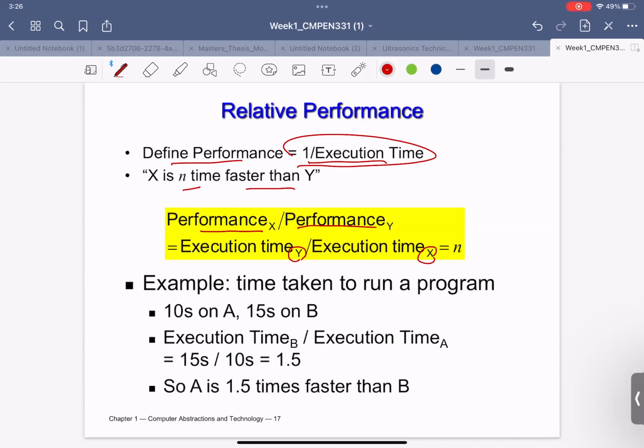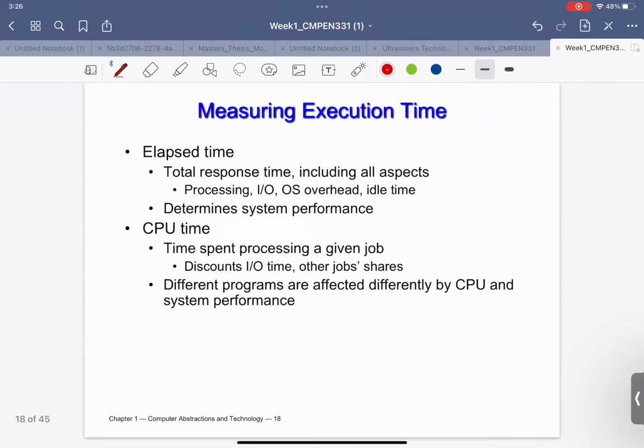So let's take that example. Suppose that the time taken to run a program on A is 10 seconds, on B 15 seconds. So the execution time of B divided by the execution time of A, when you do this division, gives you 1.5. This gives us an indication that A is actually 1.5 times faster than B. So with this easy relationship, you can get a sense of which system is better than the other. Of course, we'll go much deeper with a little bit more complicated formulas, but this is just to give you an indication of the performance.